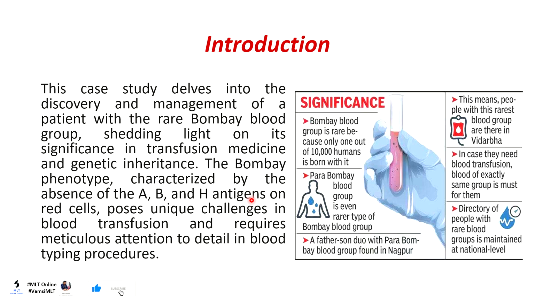The Bombay phenotype is characterized by absence of A, B and H antigens on the red blood cells, posing unique challenges in blood transfusion and requiring meticulous attention. By the way, in India, this is 1 in 10,000 people. This was first discovered in Bombay, so hence it is called Bombay blood group.